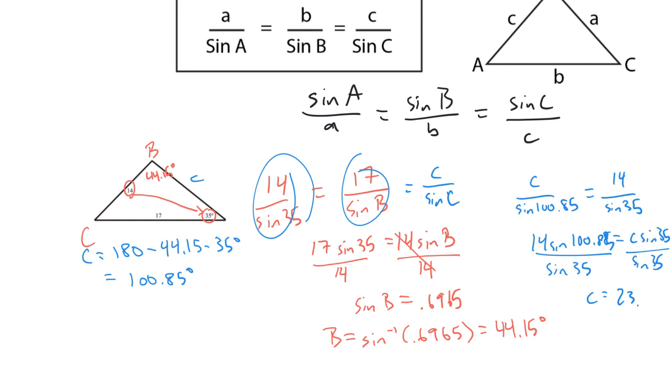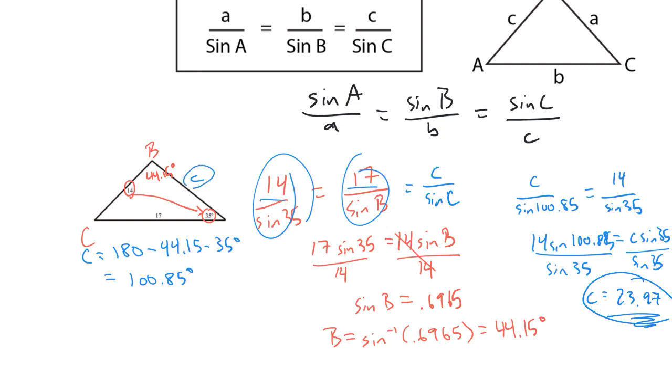So we get 23.97. Also, I think it's important when you finish a problem like this to make sure that your answers make sense in terms of their size. So in other words, 23.97 is by far the largest of these three sides. It's bigger than 17. It's bigger than 14.